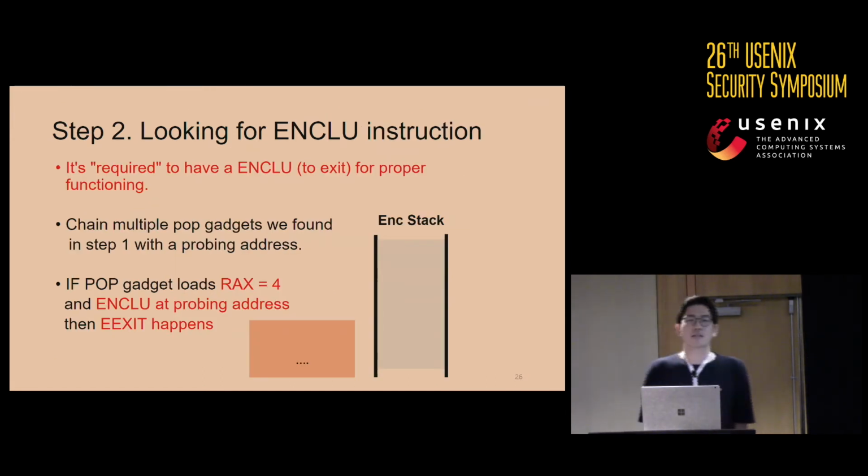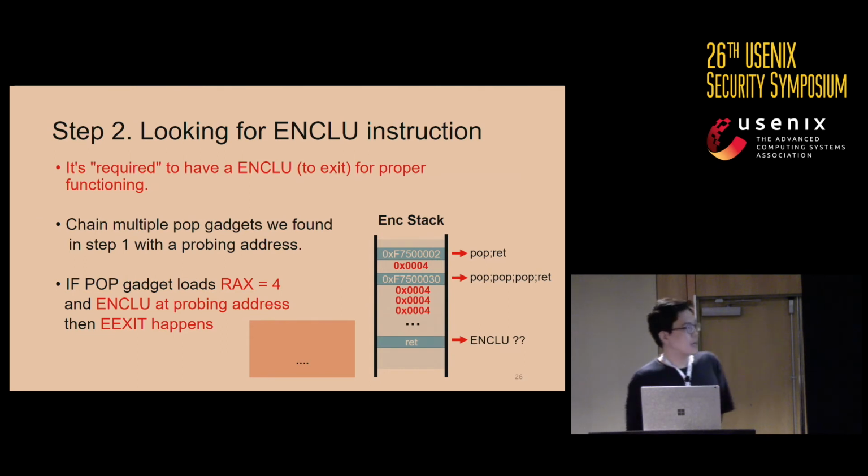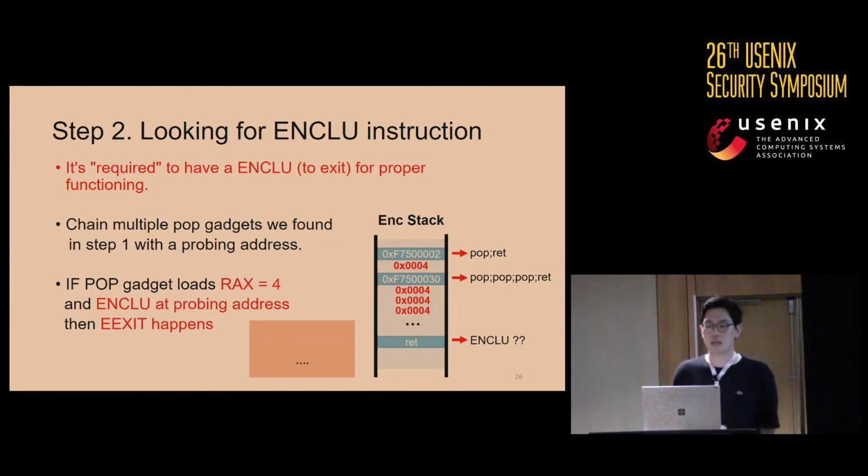So then, how can we find an ENCLU instruction in the darkness? Because the ENCLU instruction is used to exit from the enclave, it is always required inside the enclave. So we can assume that an ENCLU instruction exists inside the enclave, but we do not know where it is. So to find an ENCLU instruction, we first chain the multiple pop gadgets that we found at the first step, together with the value 0x4, which is the index of the EEXIT, and chain the probing address at the last. If a pop gadget loads 0x4 into the RAX and ENCLU is at the probing address, then it will invoke the EEXIT.